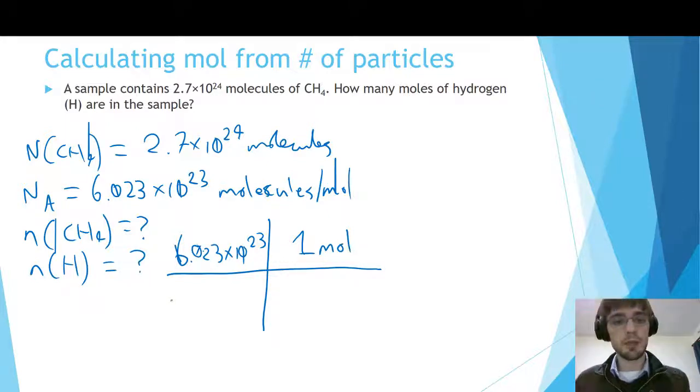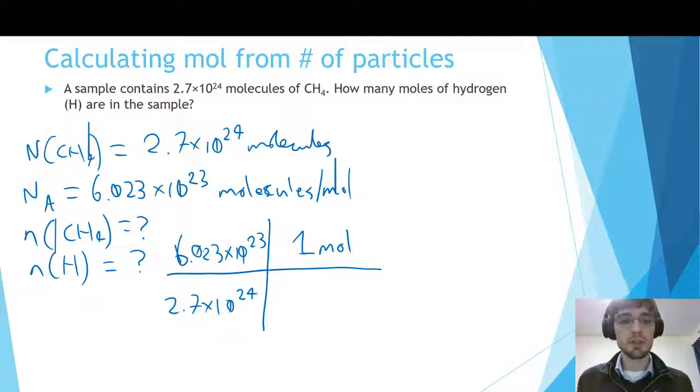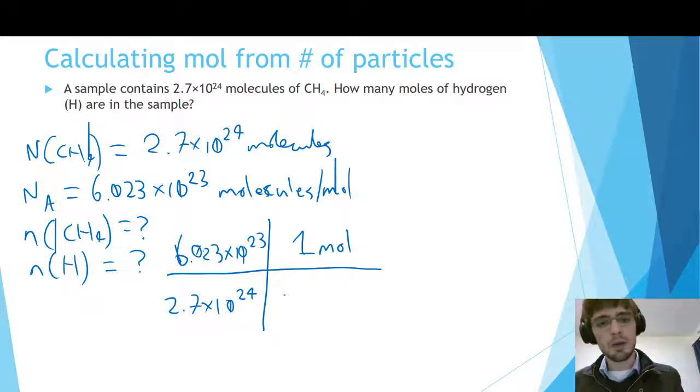And down the bottom here, I'm going to put the number of molecules in the sample, which is 2.7 times 10 to the power of 24. But I don't know the moles here yet. So I'm going to put n of methane.